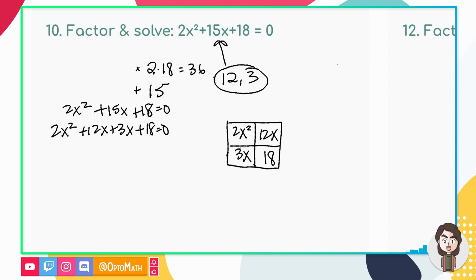All right, so we're finding the GCF of all the rows and columns. So we've got a 2x here. We've got a 3 here. It's going to be positive. We've got an x here. And we've got a 6 here. And if you check, 2x times x is 2x squared. 2x times 6 is 12x. 3 times x is 3x. And 3 times 6 is 18. So here are our factors: 2x plus 3 and x plus 6.